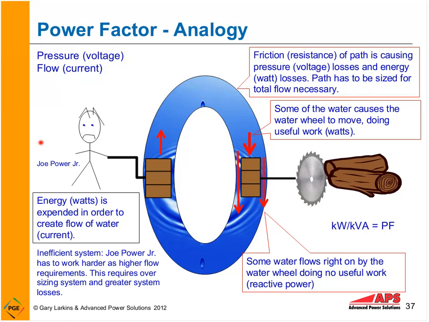Joe, his task is to crank that handle and make the water flow around his trough. The water's flowing around the trough here, and of course as the water flows, there's friction against the side walls of the trough, slowing the water down, or there are losses. There's resistance here causing losses. But some of that water that Joe cranks around this trough comes over here and causes this wheel to turn and actually causes work to be done, in this case sawing these logs. This is real work, or the wattage.